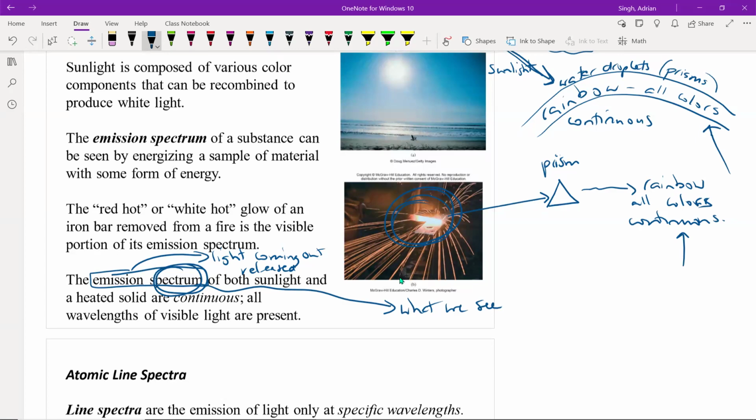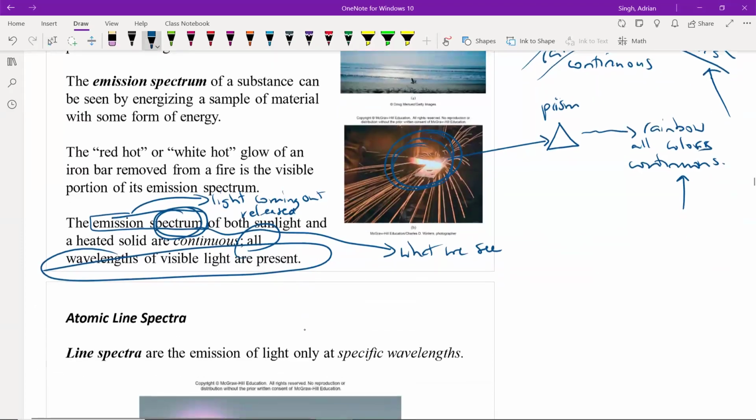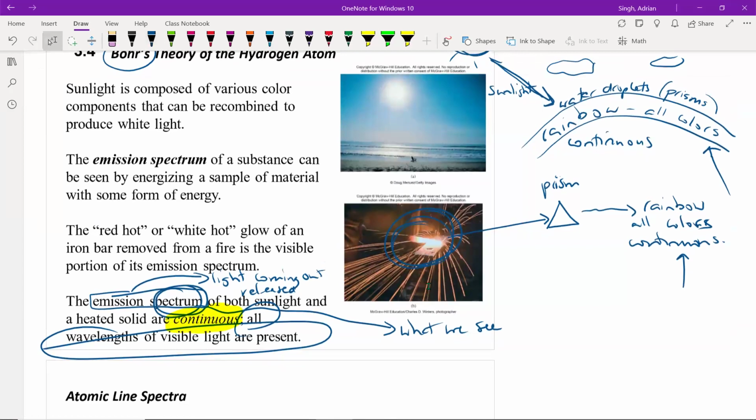And because we see all the colors, this means that all of the wavelengths of visible light are present in that sample, whether it is the glow from the iron bar or the glow from the sun. It's the same idea. So it's continuous, and that's really important when we compare it to the other situation that we're going to talk about. We see all the wavelengths of light when we pass that through a prism, for example, which is able to separate that incident light into its component colors.